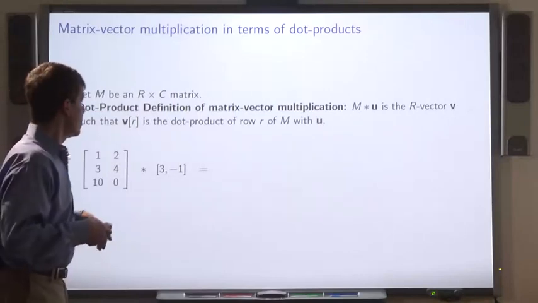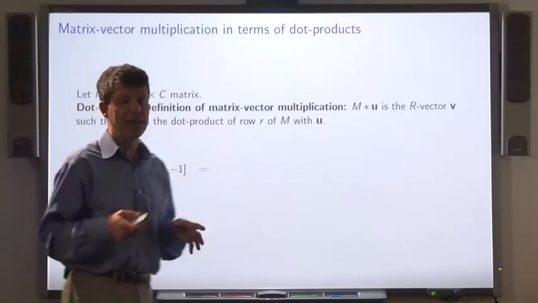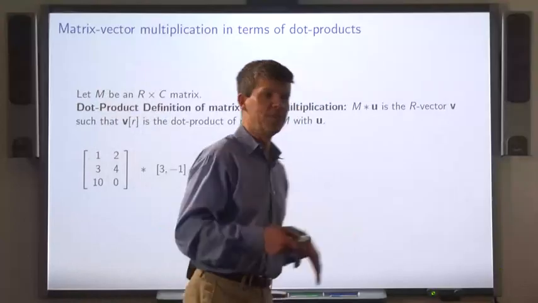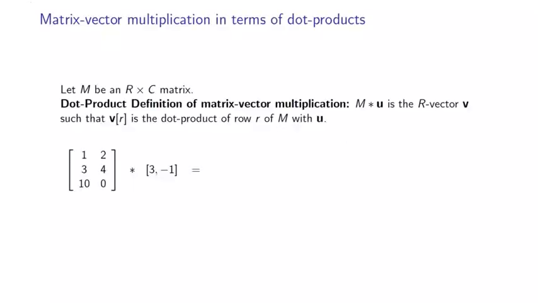Now I'm going to give you some other definitions for matrix vector and vector matrix multiplication. The dot product definition of matrix vector multiplication is this. The product M times u is the vector v such that entry R of v is the dot product of row R of M with the vector u.